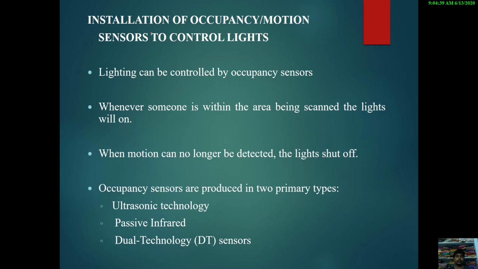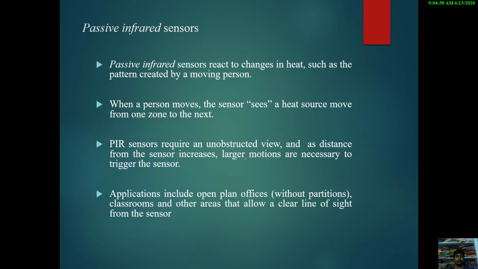The next one is installation of occupancy sensors or motion sensors. This topic we have already seen in the previous videos, so I am going to skip this topic.